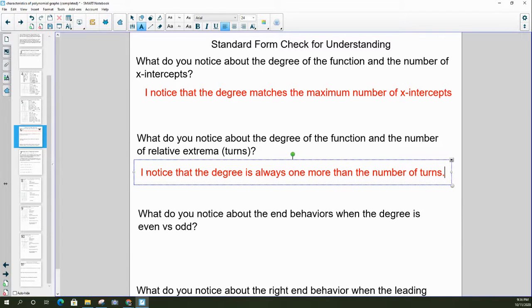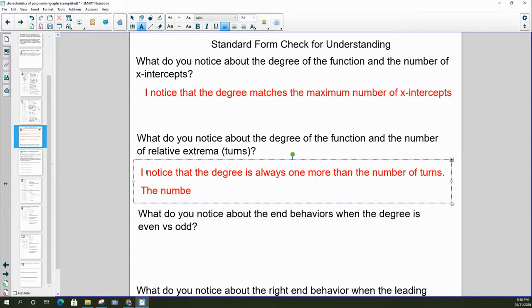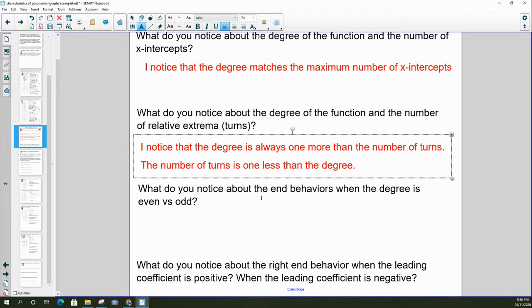I often also say it the other way. The number of turns is 1 less than the degree. Okay, so I'll type that in too. The number of turns is 1 less than the degree. And again, this is the maximum number of turns. There doesn't have to be that many turns. That's the most number of turns there could be. So if the degree was 10, the most number of turns could be 9.